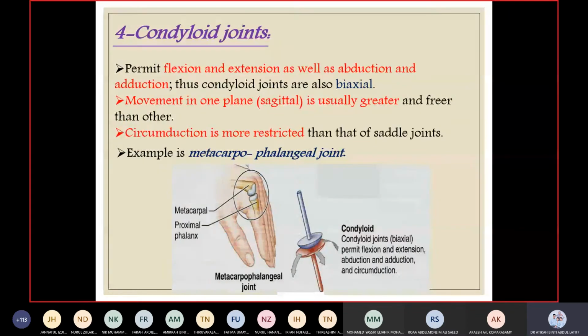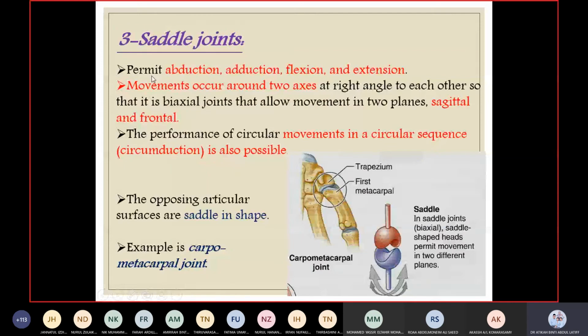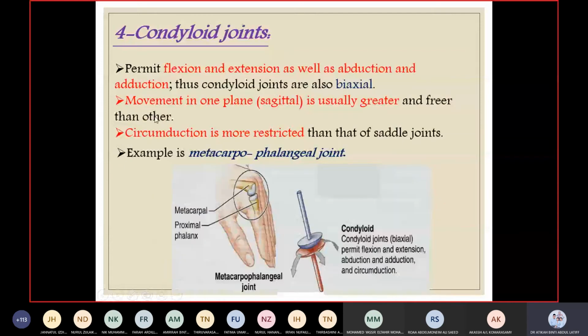Next is the condyloid joint. It allows flexion and extension as well as abduction and adduction. Movement is through the sagittal plane, and is usually greater and freer than in other joints. However, circumduction is more restricted. So the main difference between the saddle joint and the condyloid joint is circumduction.